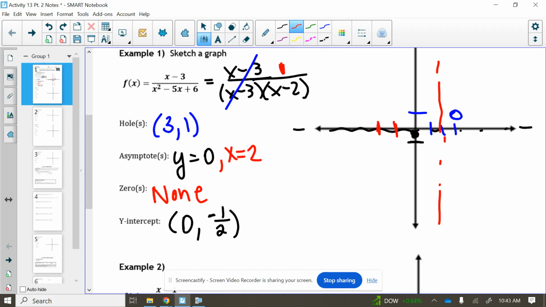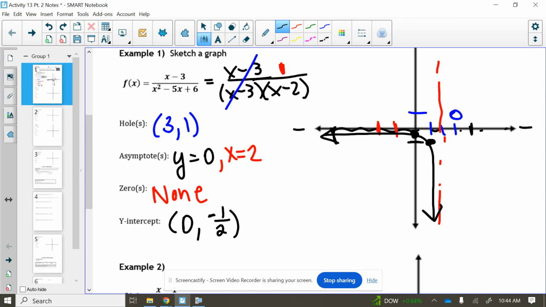Now, oftentimes what we like to do is plug in some test points to confirm whether we are above or below the x-axis with our sketch. So for instance, if we plug in 1 for the graph, we would have 1 over negative 1, so (1, -1) would be a point. And a lot of times these points follow along, behavior-wise, along our horizontal and then our vertical asymptote.